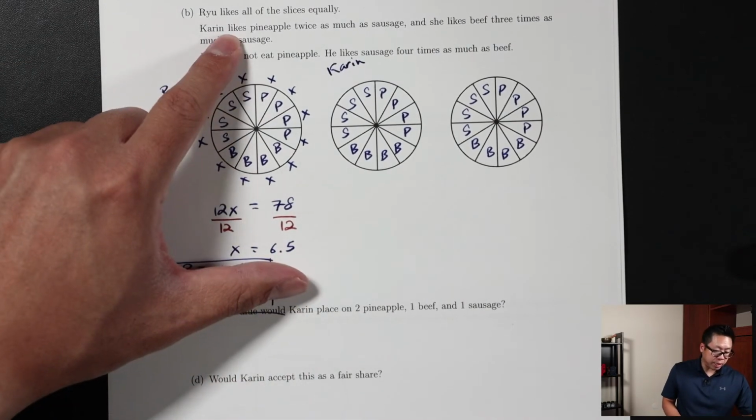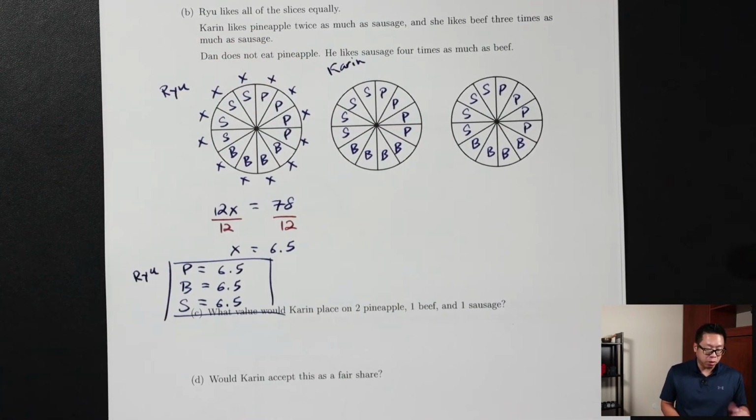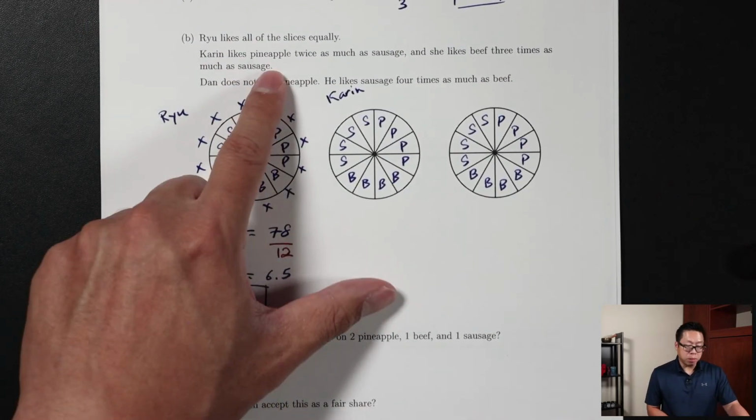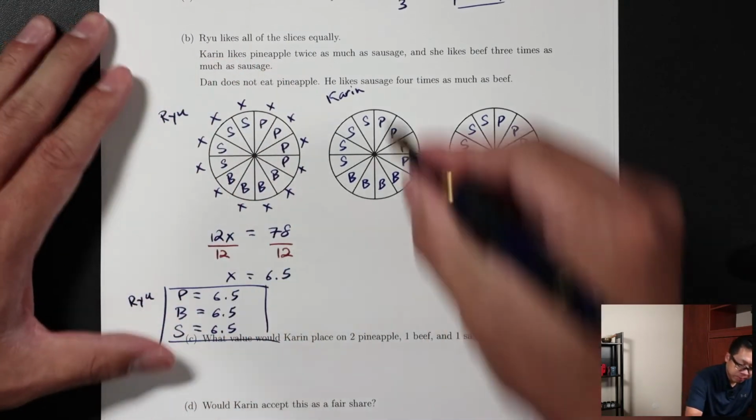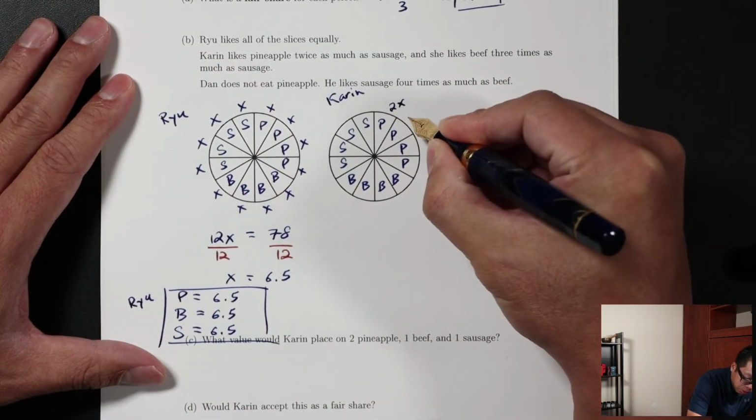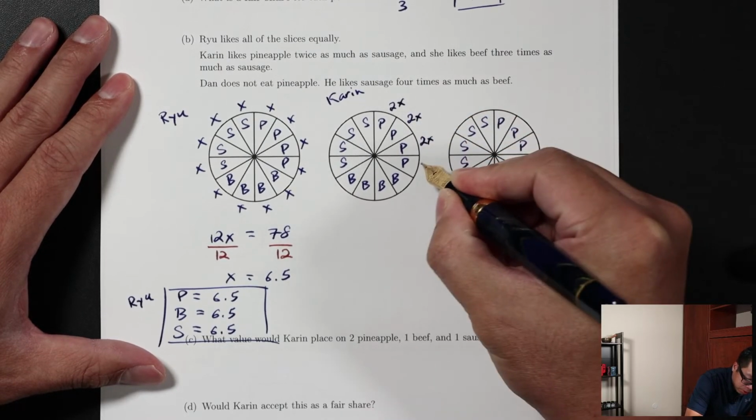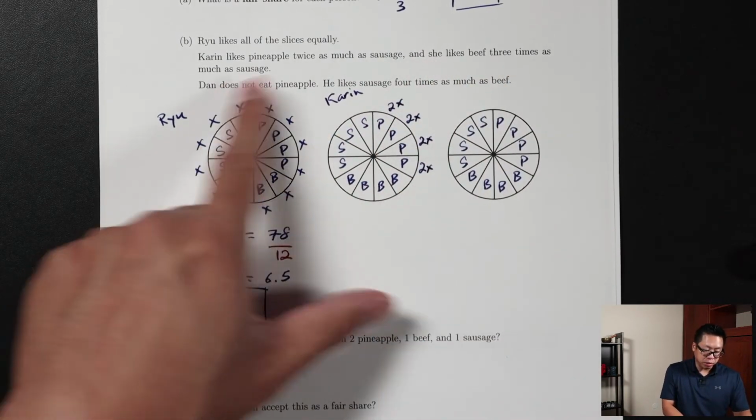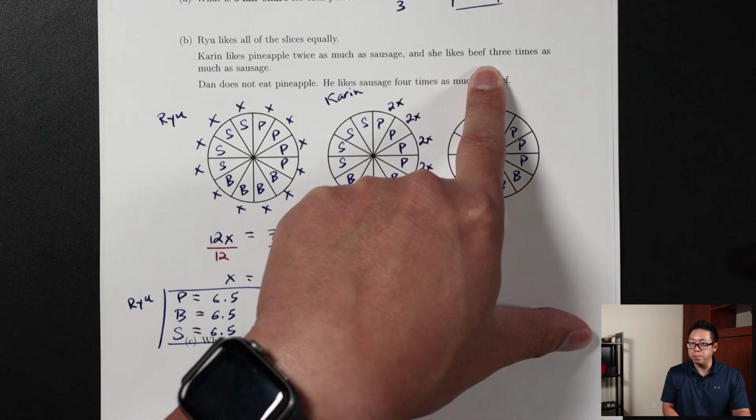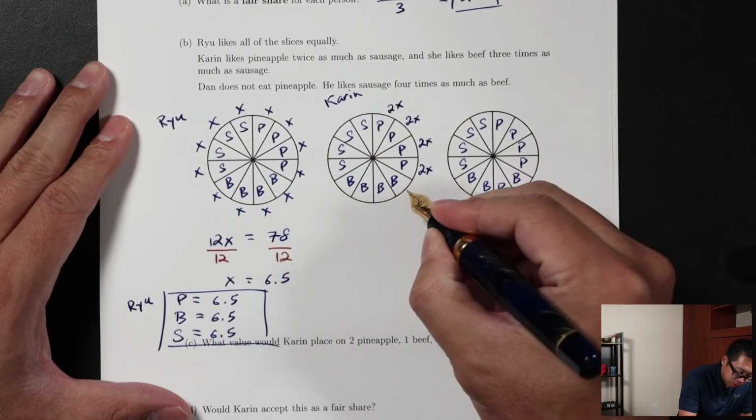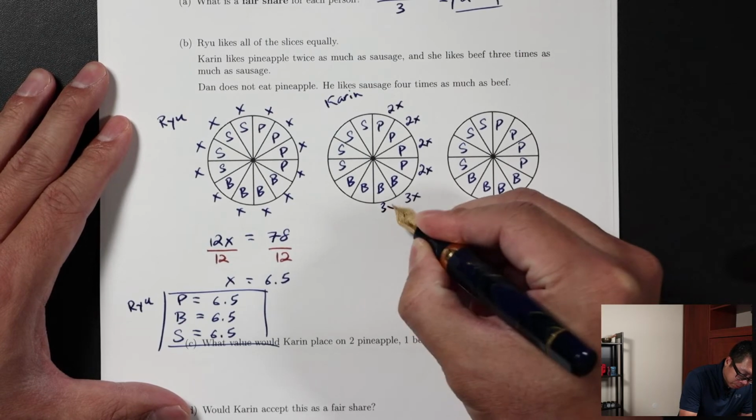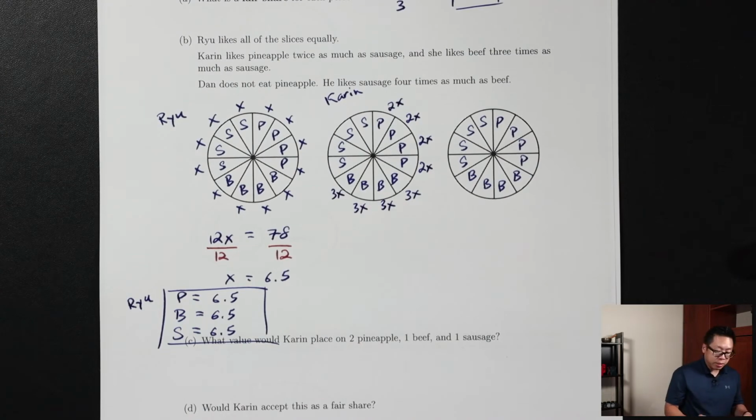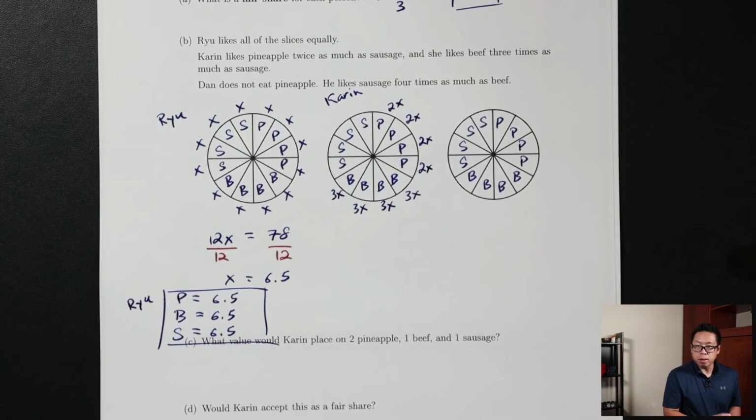Now Karen likes pineapple twice as much as sausage. Okay, so pineapple twice. Twice meaning 2 times. So I'm going to label all the pineapples 2 times, or 2x. So 2x on the pineapples. She likes beef 3 times as much as sausage. So beef 3 times. So all my beefs will be 3x. So these beefs will be 3x. And then the remaining type of slice, sausage, regular X.